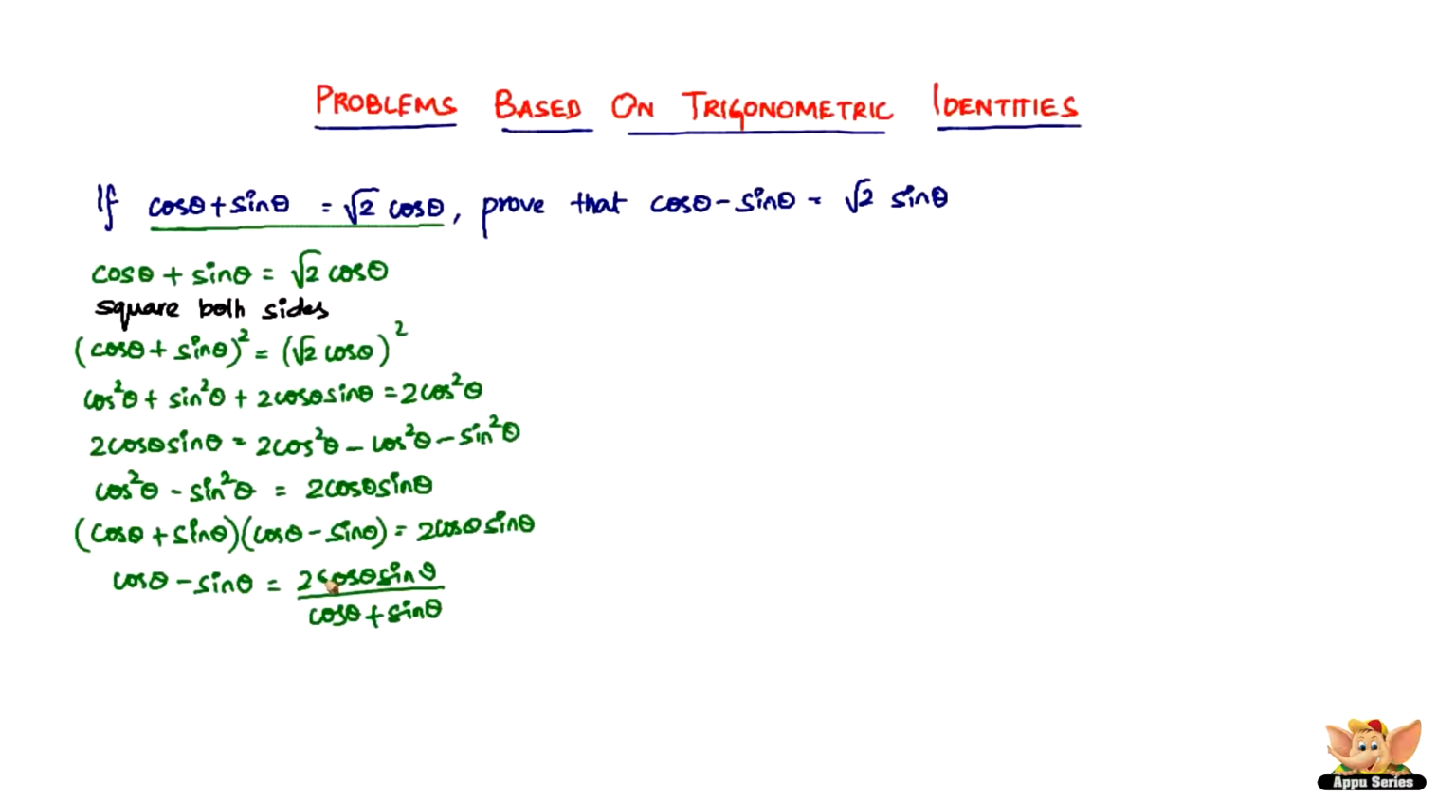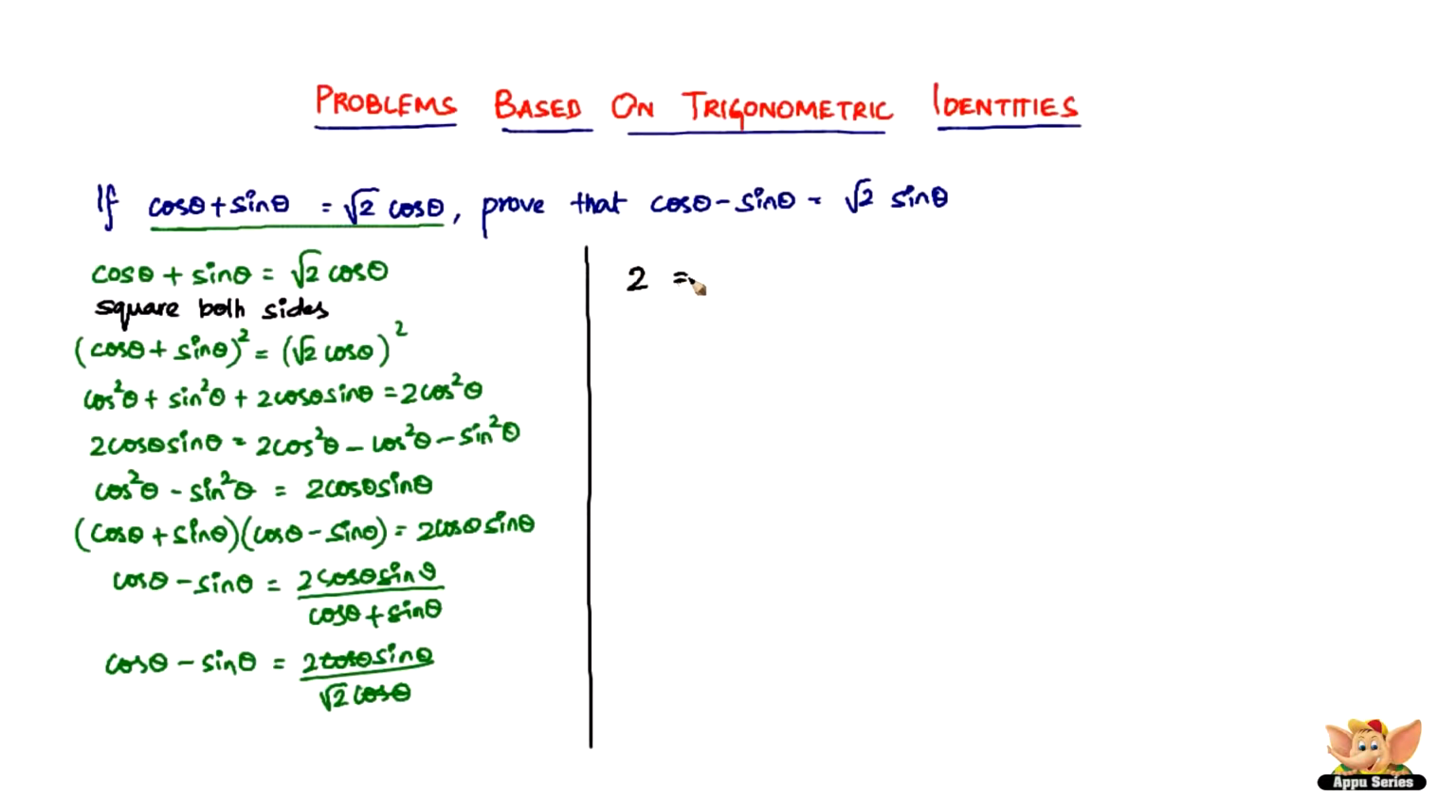Now they've already given very clearly that cos theta plus sin theta is root 2 cos theta. So what we have to do now is, we've got the left hand side, cos theta minus sin theta. That's why we kept it on the left hand side. So now we have 2 cos theta sin theta divided by cos theta plus sin theta. I'm going to write it as root 2 cos theta. So what happens here? Cos theta gets cancelled. And further, what I'm going to show is 2 can be written as root 2 times root 2. This is quite important in this context.